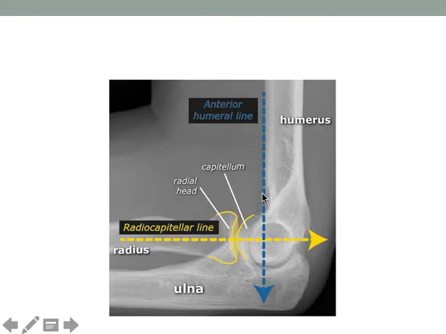And then the second line I look at is something called the anterior humeral line, which should intersect the middle third of the capitellum in children that are older than 5, and should at least touch the capitellum in children under the age of 5. And then lastly, I do always check the radiocapitellar line, where you draw a line down the axis of the radius, which on both the lateral and AP views should intersect with the middle of the capitellum.